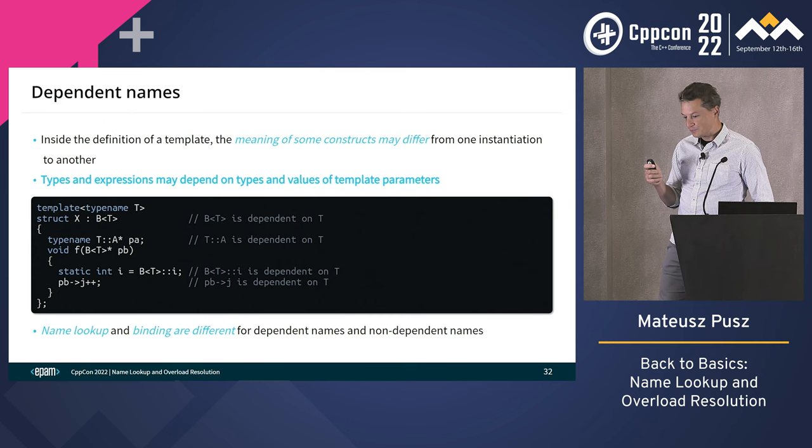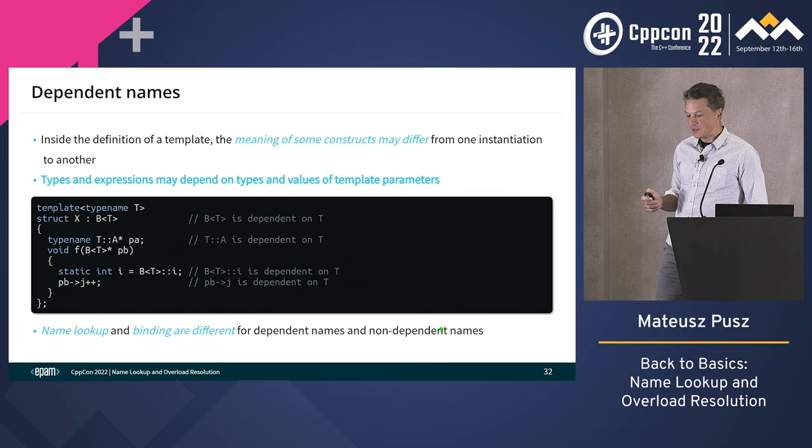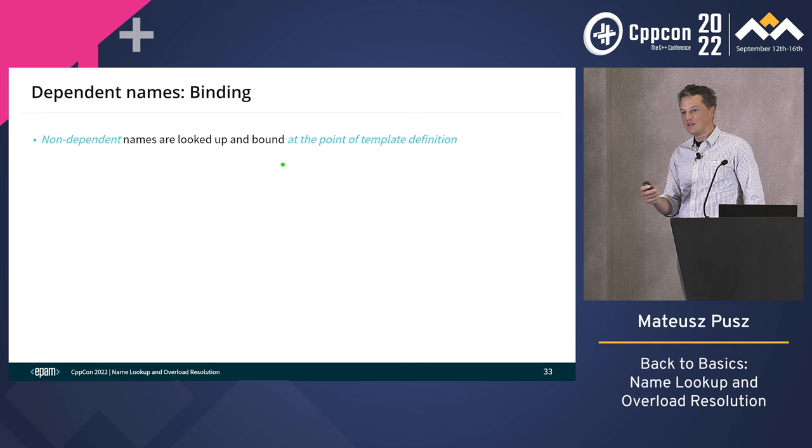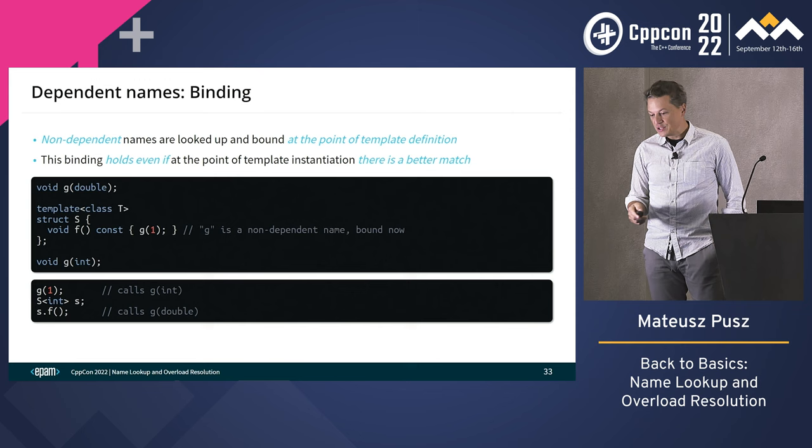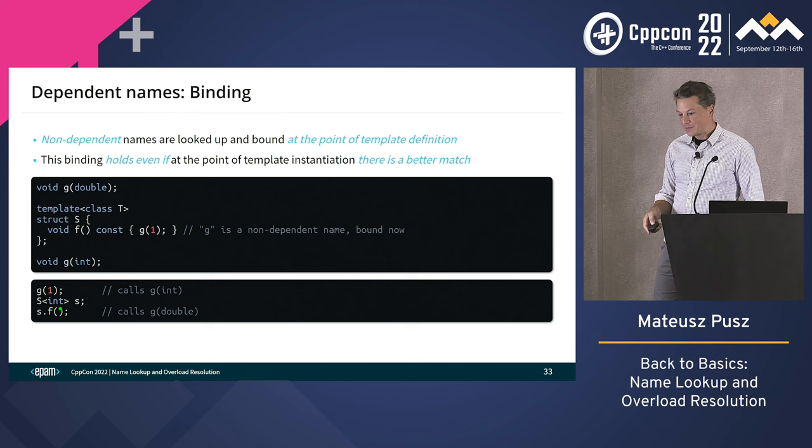Name lookup and binding are different for dependent names and non-dependent names, as we already have seen, right? Non-dependent names are looked up at the point of template definition, like we've seen in the case of 1, 2, 3. We had to know the definition at this point. And this holds even if at the point of instantiation, so here, we have a better match. So let's see, we have g of double calling g of 1, and we have g of int here. In this case, we always call g of double because this is the only option that is known, because 1 is not dependent on T.